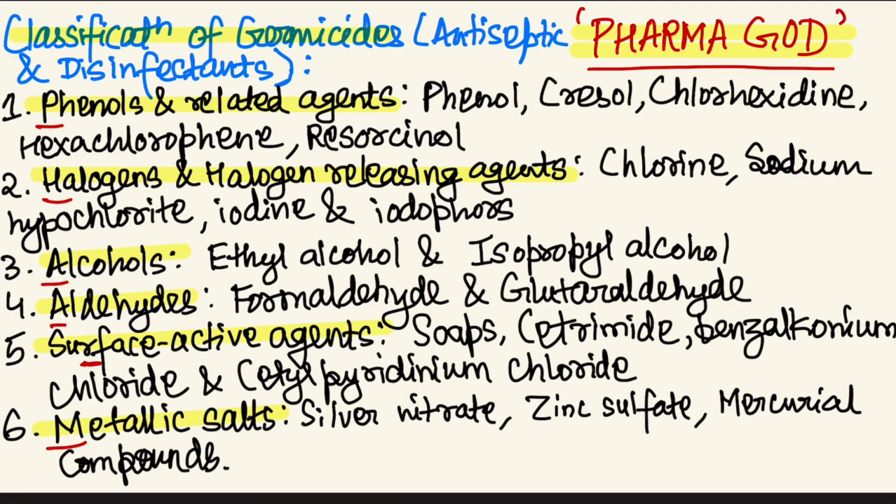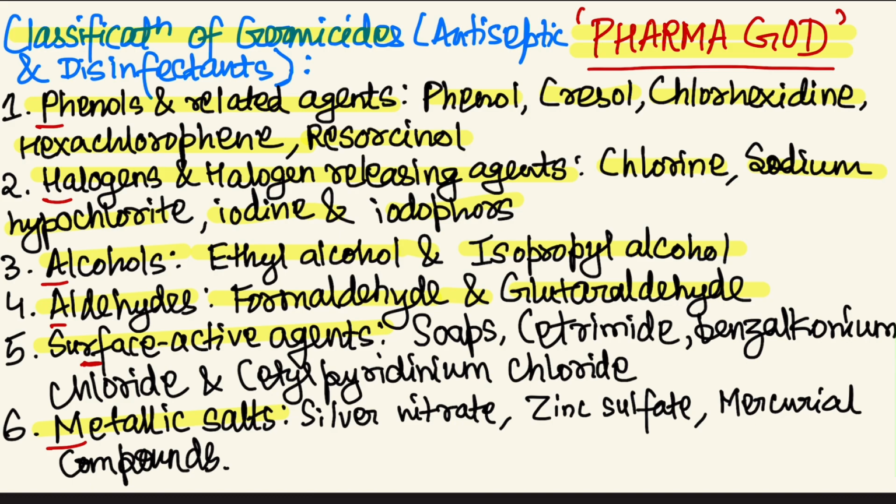So phenols and the related agents include phenol, then cresol, then chlorhexidine, then hexachlorophene, and resorcinol. Then we have halogens, which include chlorine, then sodium hypochlorite, iodine, and iodophores. Iodophores are basically compounds which release iodine. Then in alcohols we have ethanol, that is ethyl alcohol, and isopropyl alcohol. In aldehydes we have formaldehyde and glutaraldehyde. Then in surface active agents, we have anionic surfactants and we also have cationic surfactants.